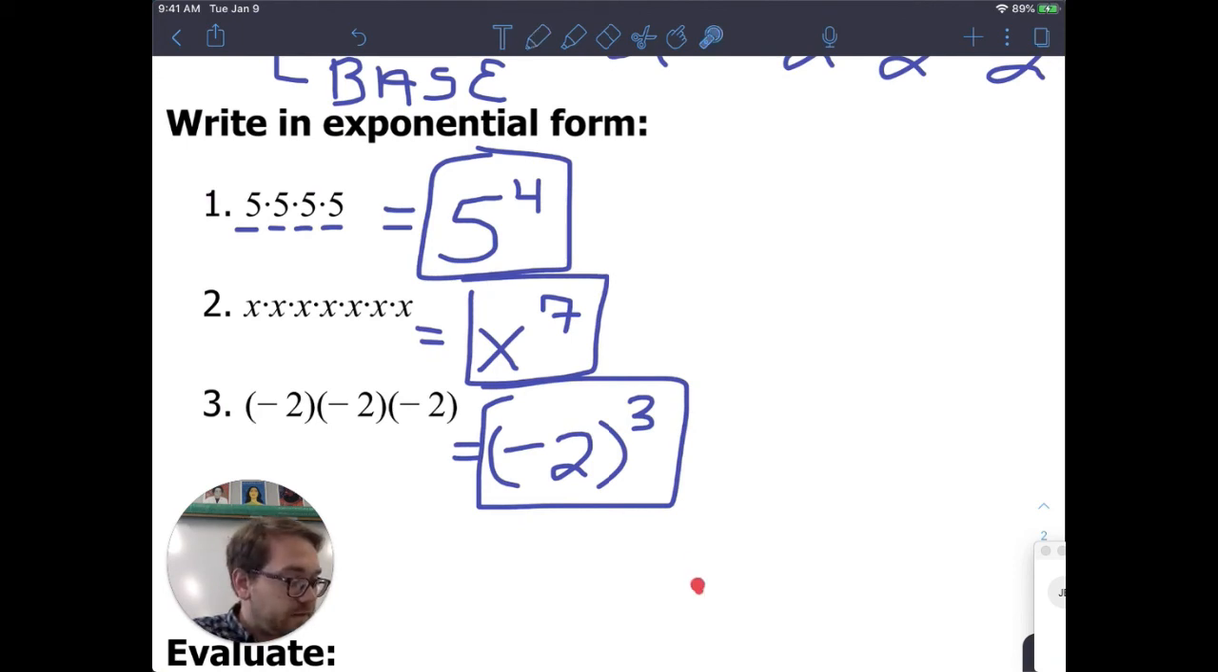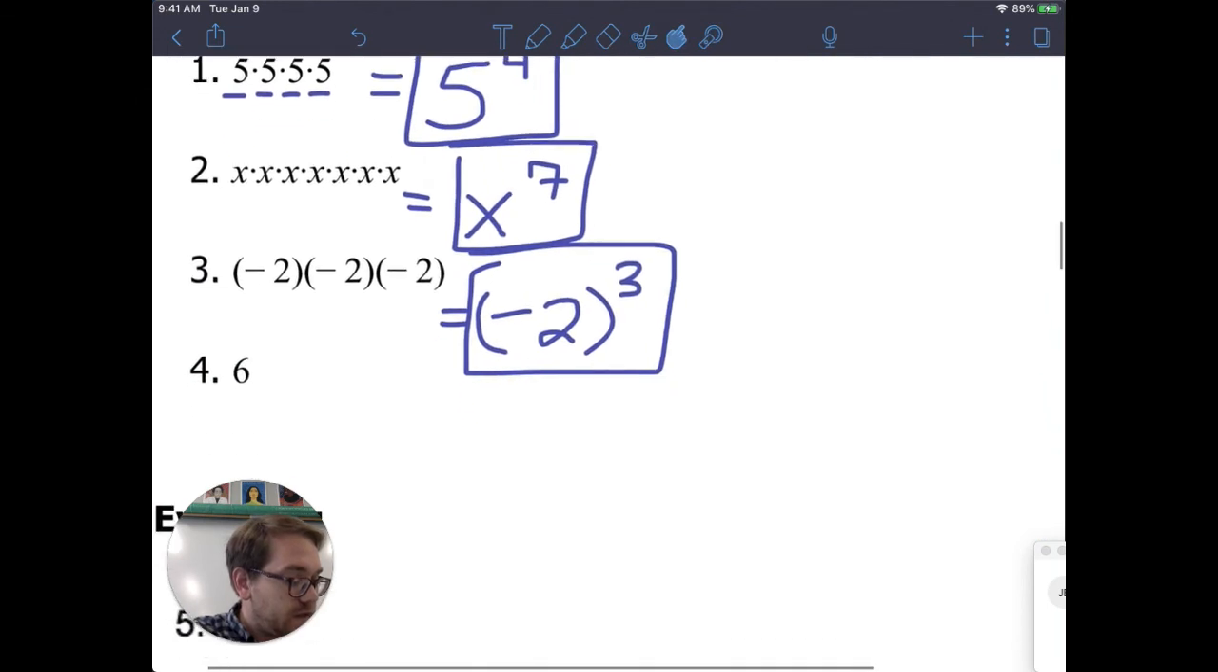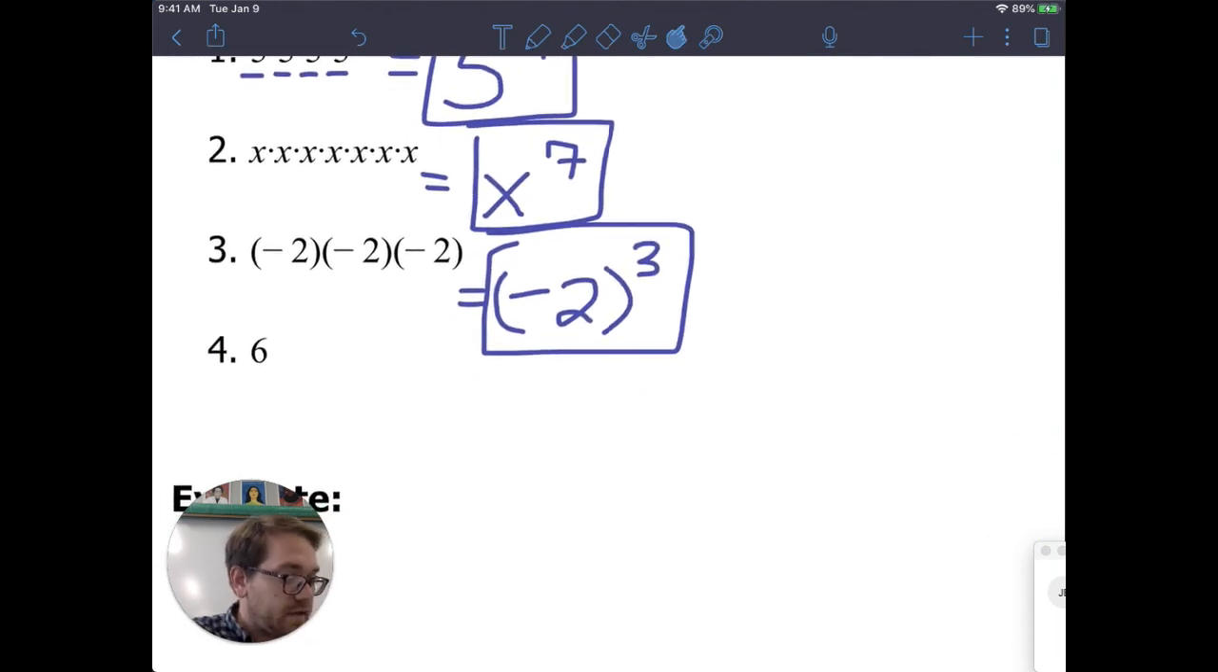Our last one. Number 4, 6. So what's my base? 6. That's the only number that's there. How many times is it being multiplied? Well, it's not being multiplied by any other 6's, and so we would say there's only 1 6. So that's 6 to the 1st power.